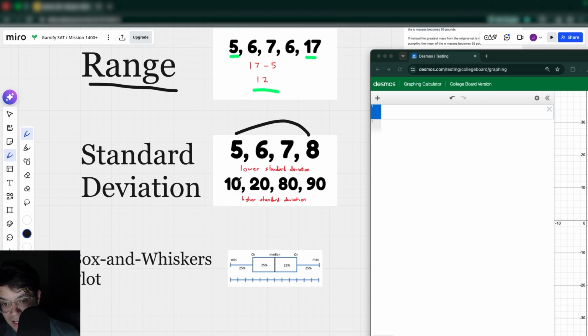Meanwhile, we have this one, think about it, these are really far apart. 10 is 80 away from 90, 80 different things away. 20 is 70 away from 90. 80 is 10 away from 90. So a lot more spread out.